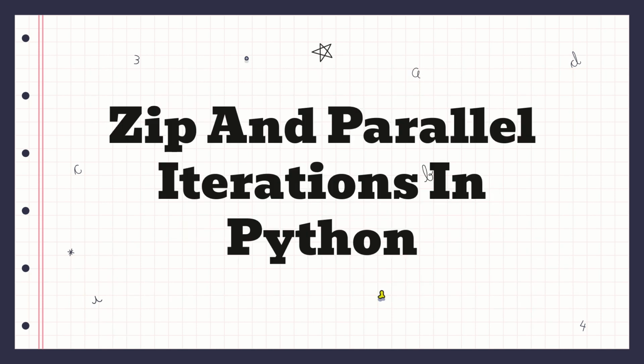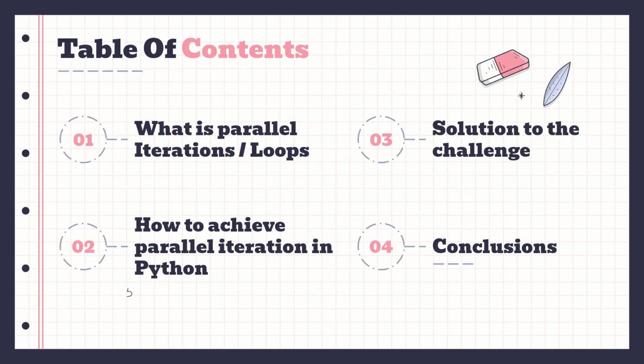So let's look at what we're going to be covering in this tutorial. We're going to look at what parallel iterations or parallel loops are in Python, or in programming in general, and how to achieve parallel iteration in Python. Then we'll use the knowledge from the second point to solve the challenge that we have, as the third point, and finally we'll have a conclusion as the fourth point. So that's basically what we'll be covering.